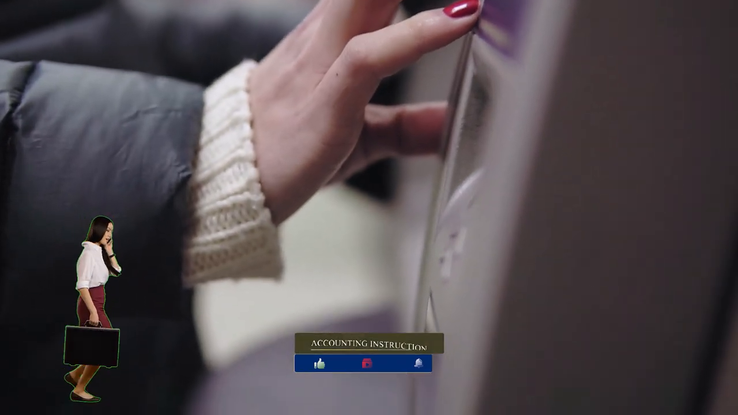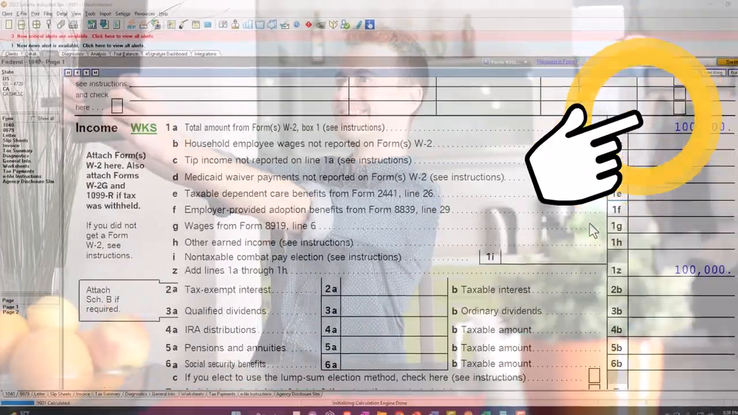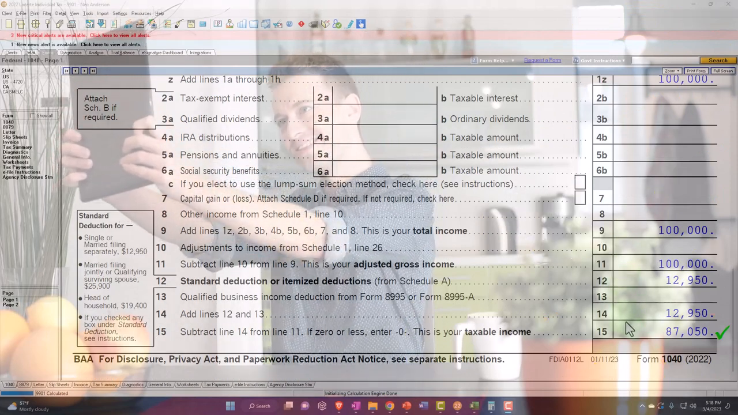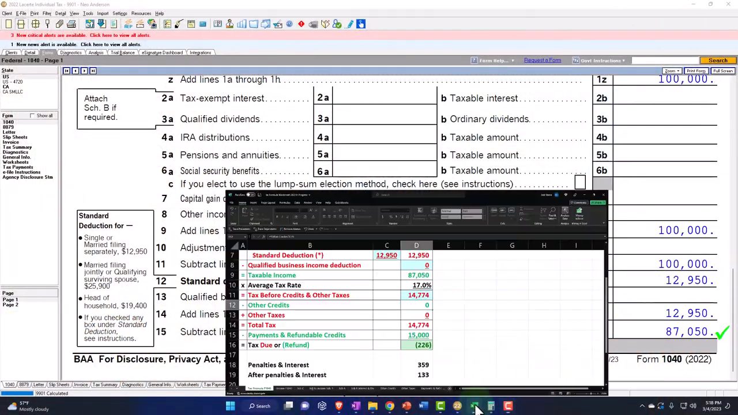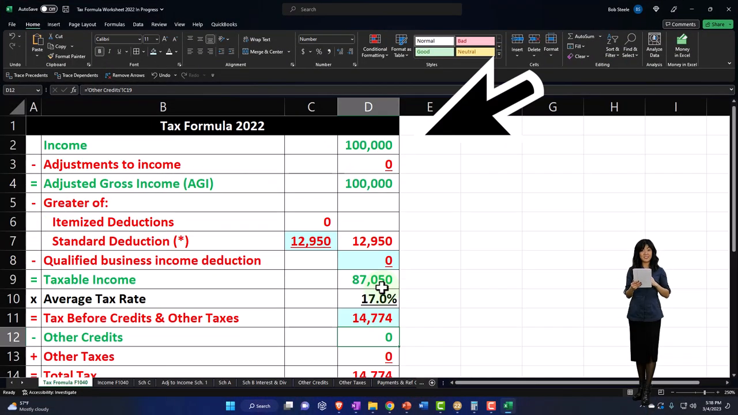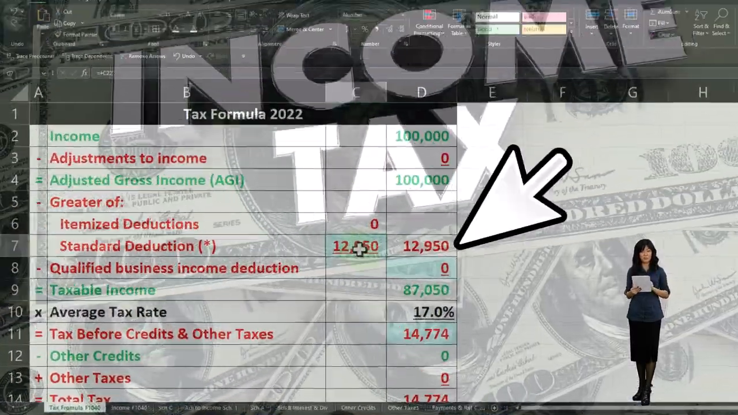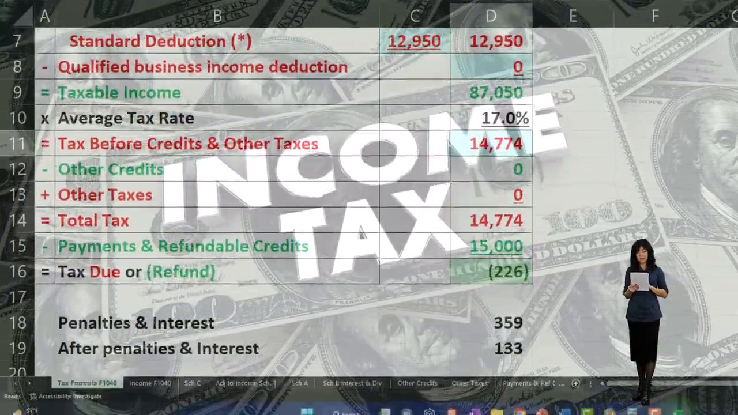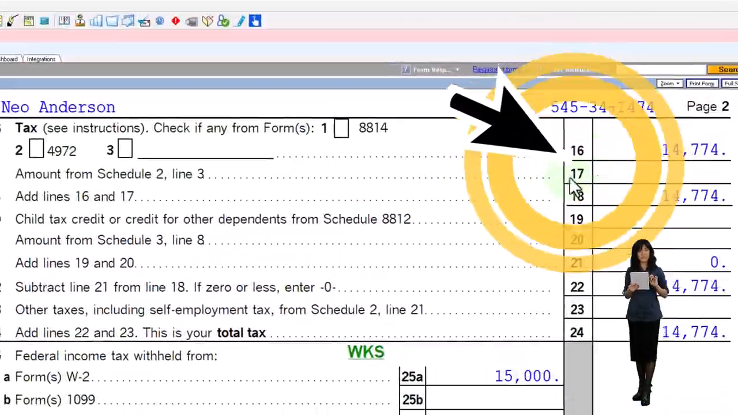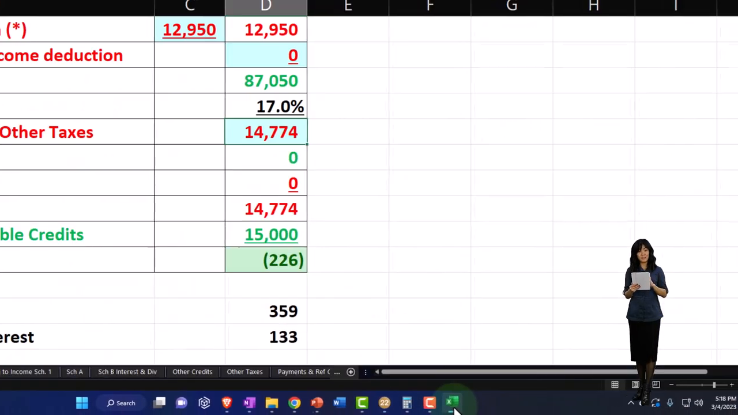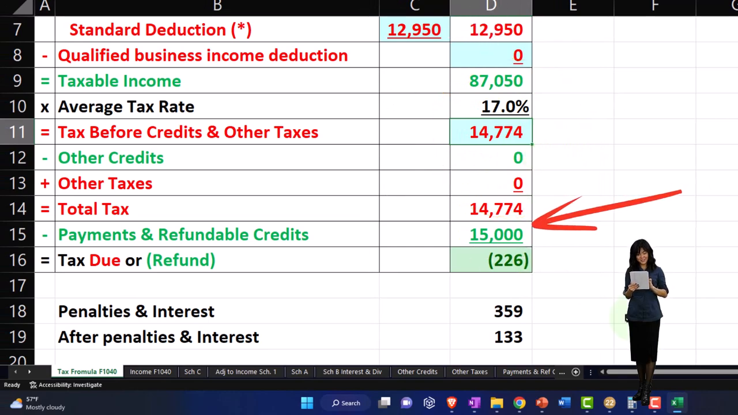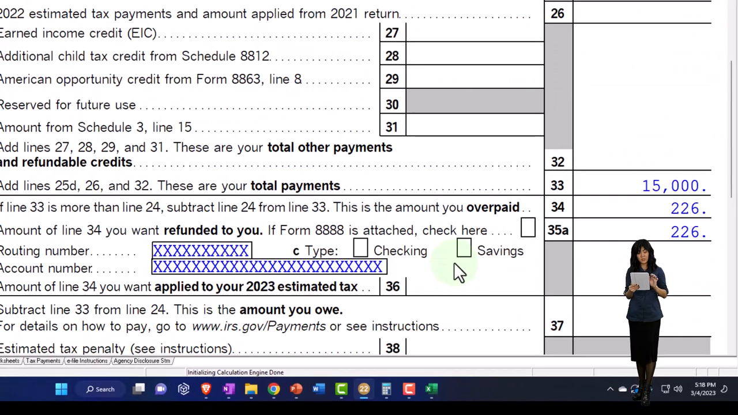Starting point, as usual, single filer, Mr. Anderson, no dependents, 100,000 in W-2 income. And then we've got the 12,950 standard deduction, getting us to the 87,050, mirroring that on our equation over in Excel, where we've got the 100,000, the 12,950, taxable income 87,050, depending on the software to do the calculation on page two, that being 14,774. So we've got the 14,774 and then 15,000 withheld to get us to the 226. That's our general starting point we've been starting with.